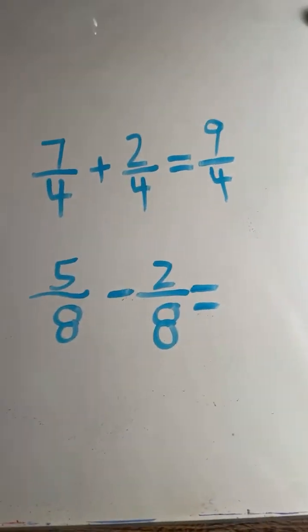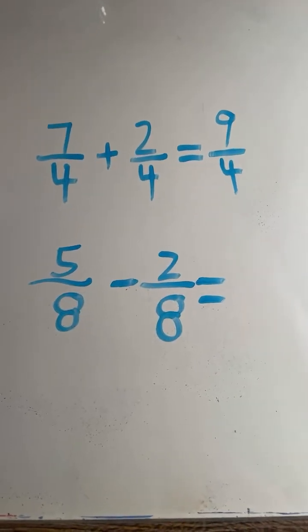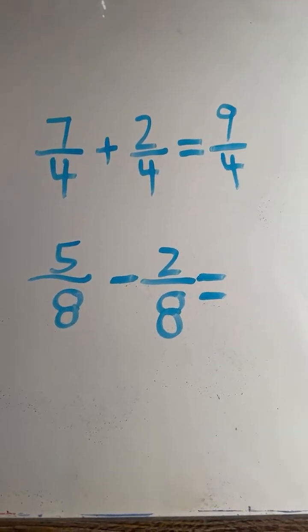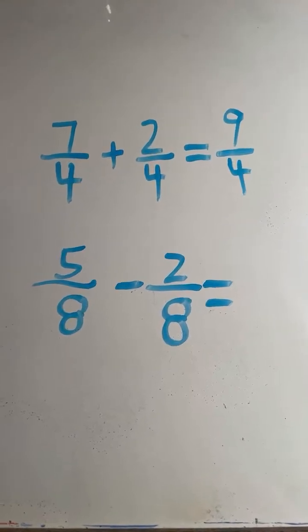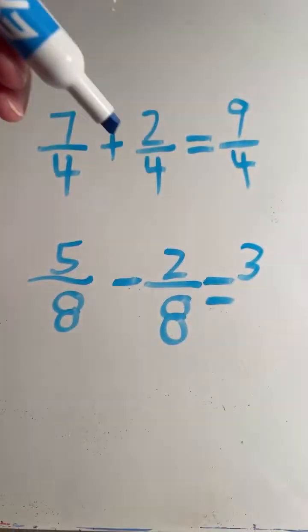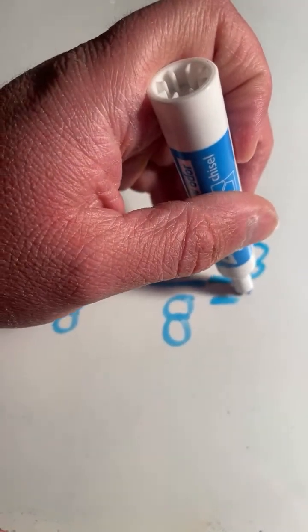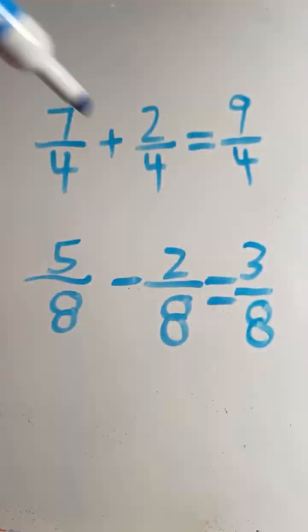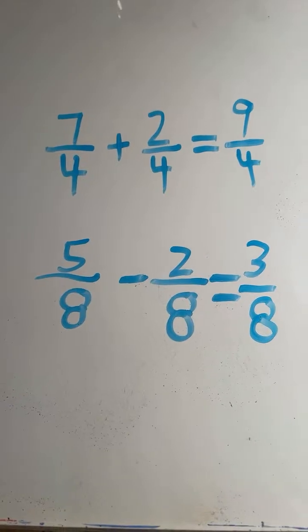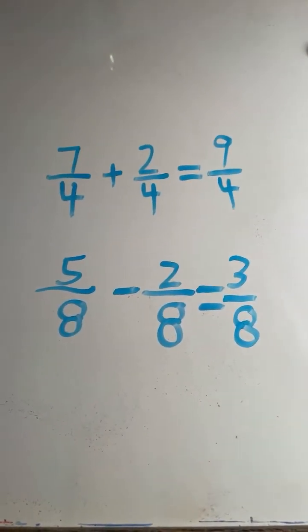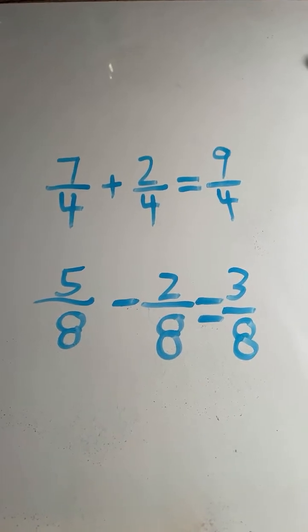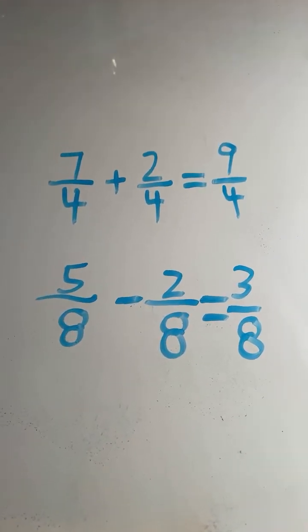All right, 5/8 minus 2/8. 5 minus 2 equals 3. And we keep our denominator the same. 5/8 minus 2/8 equals 3/8.